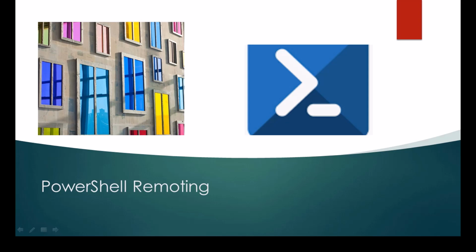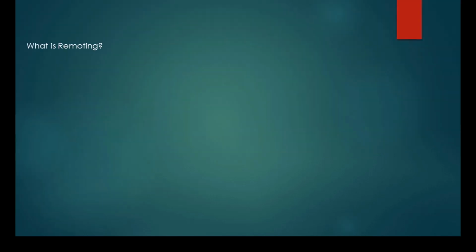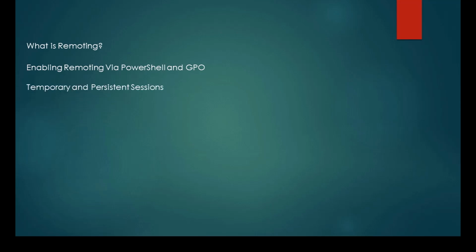Now we are going to talk about some of the complexities in this remoting part. Let's understand a couple of things: what remoting is first of all, and then how to enable remoting. You can enable remoting in multiple different ways, and we are going to talk about the PowerShell way of doing things, and also how to enable PowerShell remoting using group policy on a machine. We are going to cover a couple of different topics during this module, and then we are going to talk about temporary and persistent sessions.